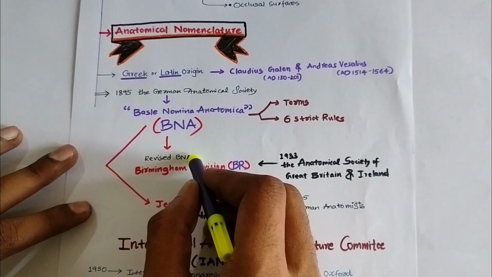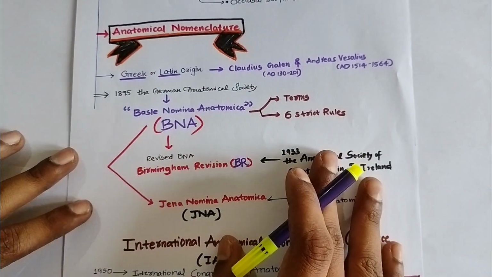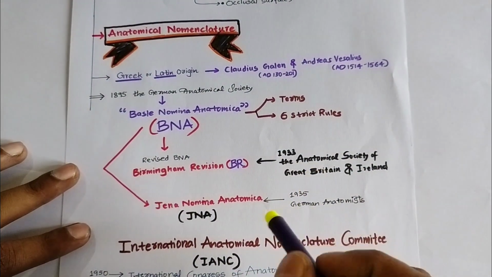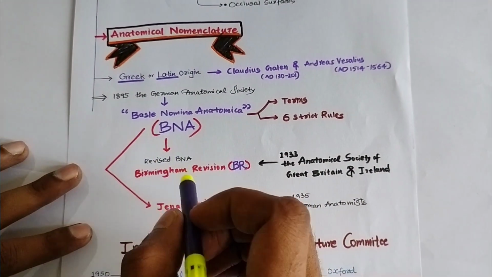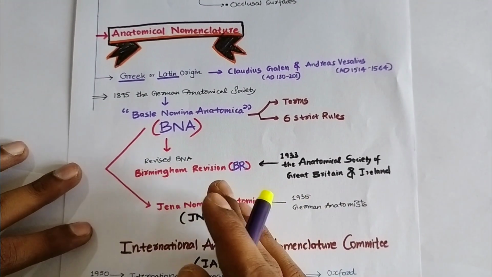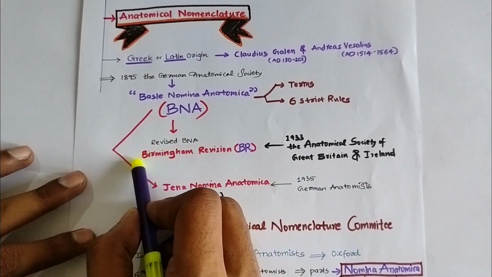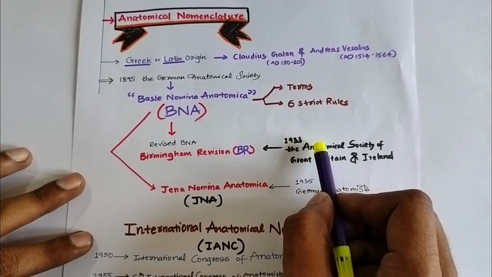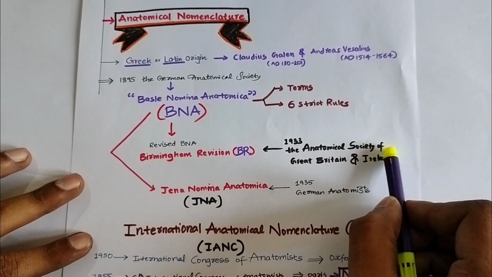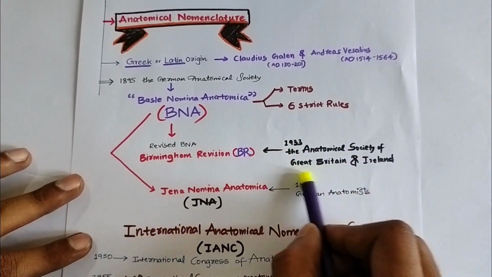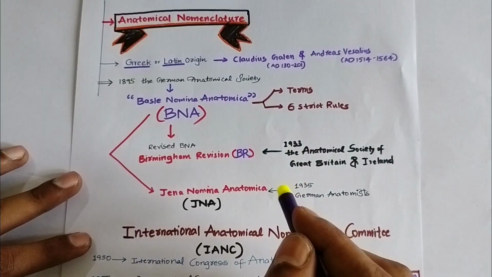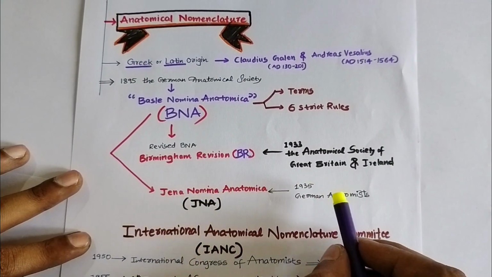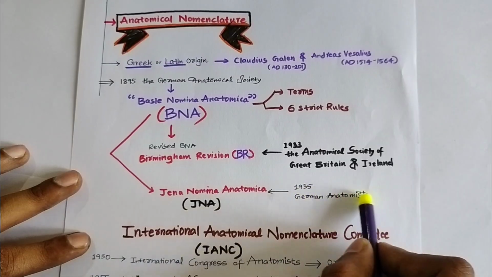After time passed, the BNA got revised, because it's not only Germany, right? All the world should follow it, so no one should have difficulty in understanding or studying them. So there was the revised BNA, the Birmingham Revision (BR). In 1933, the Anatomical Society of Great Britain and Ireland came into action and revised the BNA. Based on that, the Nomina Anatomica came in 1935.